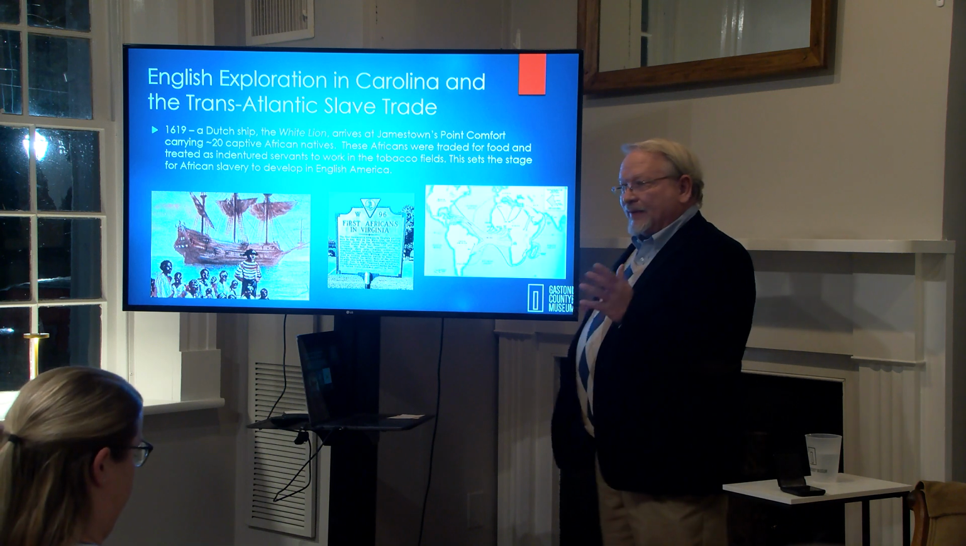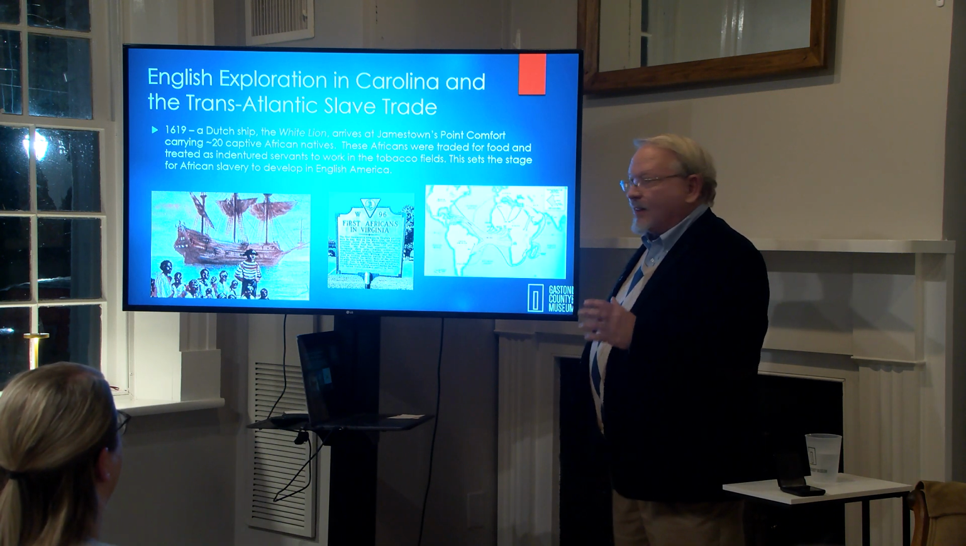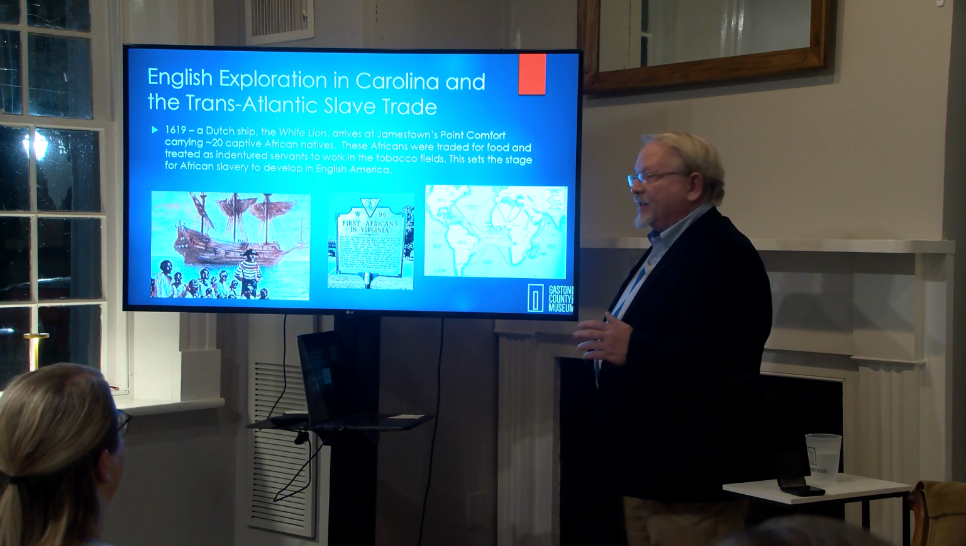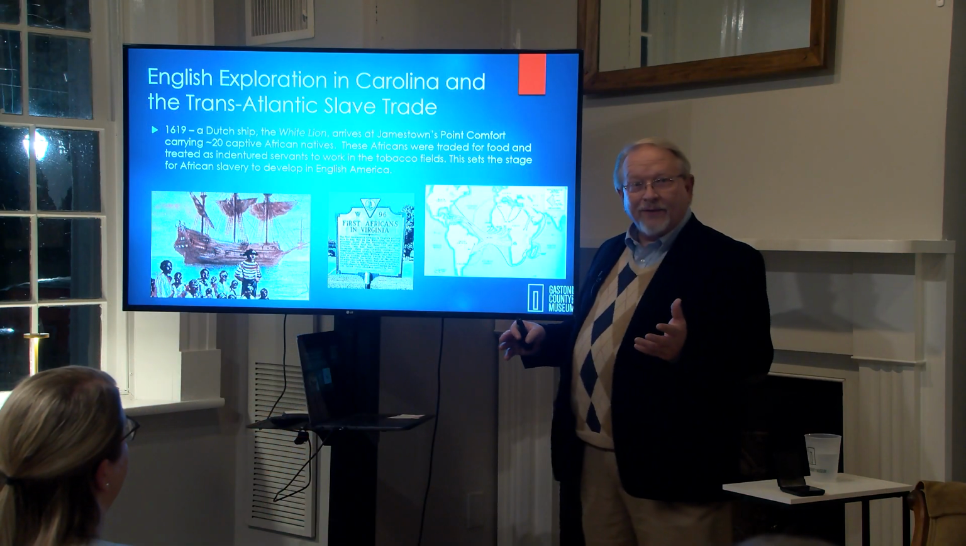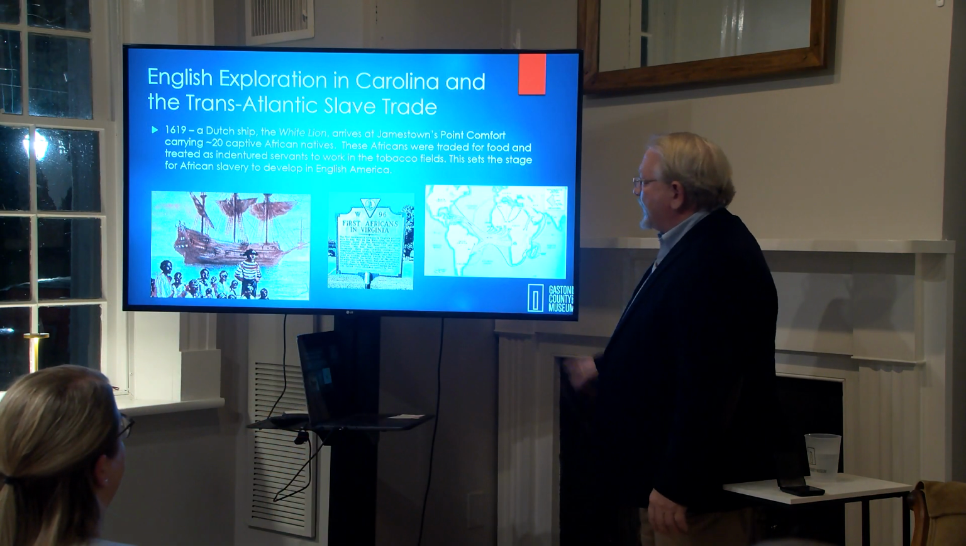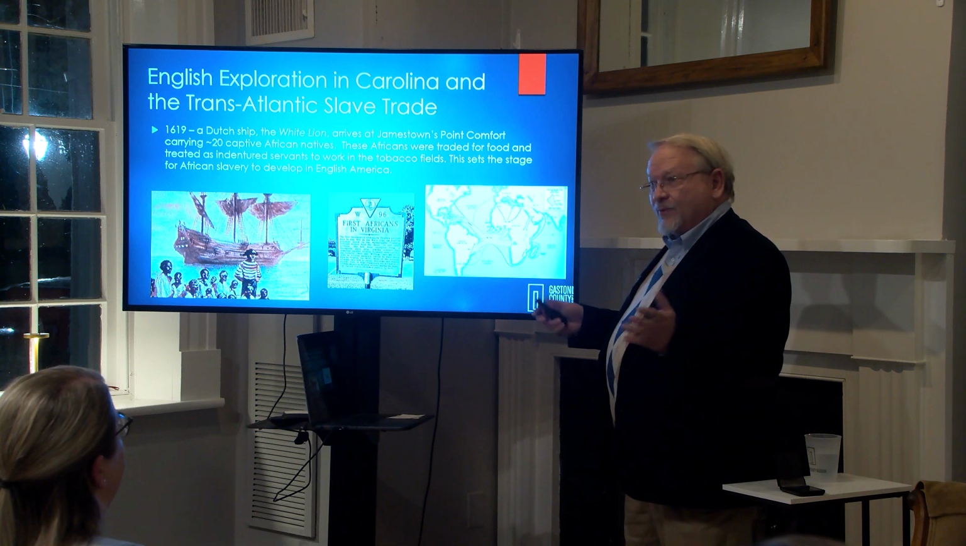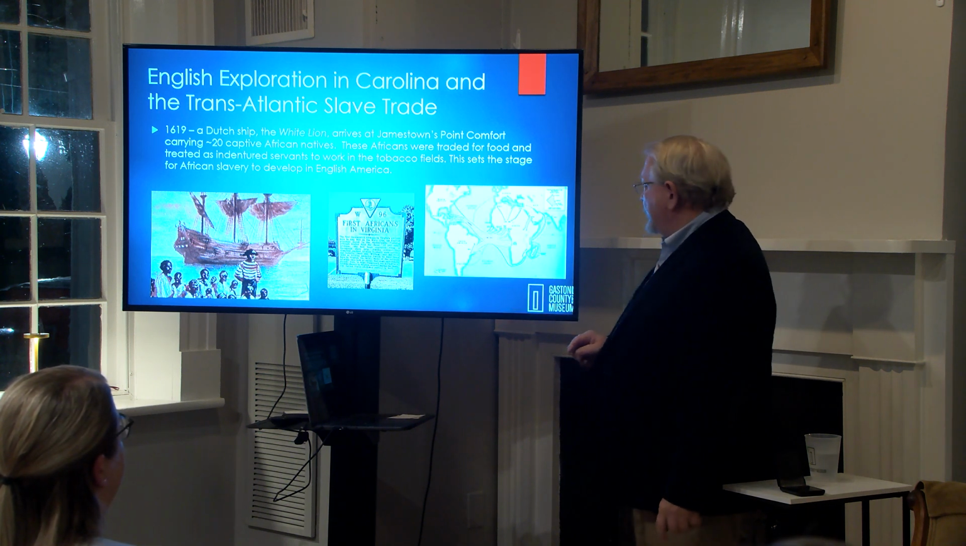Then we take another dark turn. 1619 is the first slave ship that arrives in Virginia, the first time that Africans have been transferred into Virginia. On the Dutch ship, the White Lion, came into Jamestown. There were 20 African Americans. They were used on the tobacco farms, traded for food and drink on the ship. But that kind of opened the doors for the transatlantic slave trade.